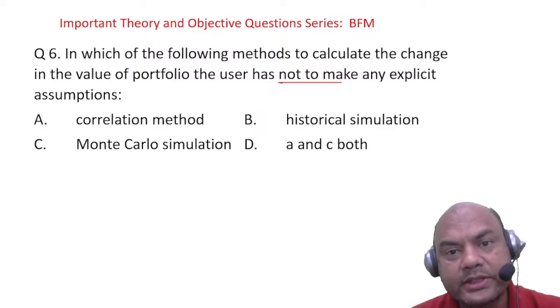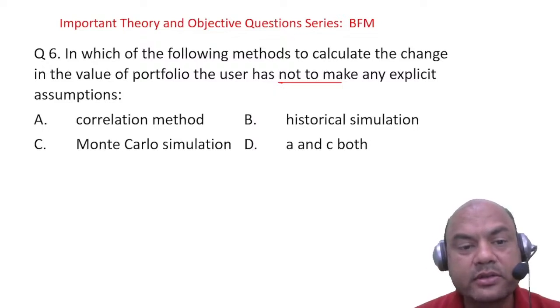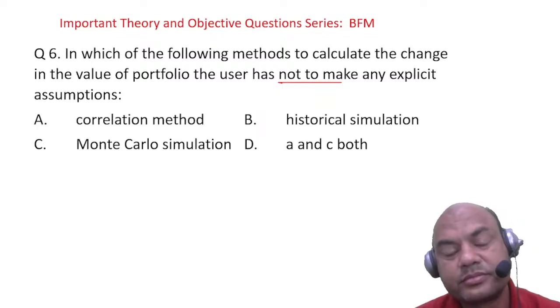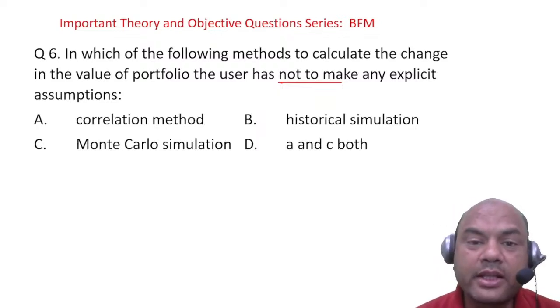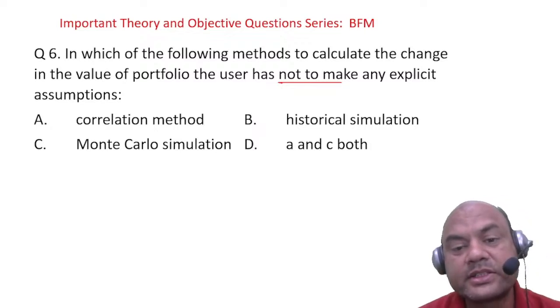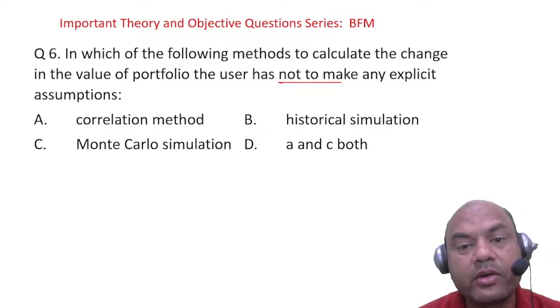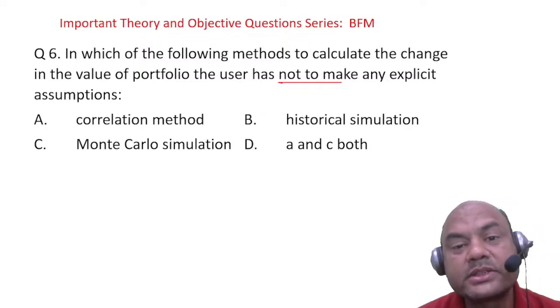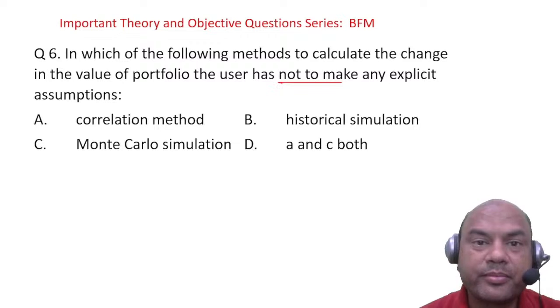So where are the facts? In which method are the facts? Correlation, historical simulation, Monte Carlo simulation. A and C both. Correlation and Monte Carlo, A and C both. Generally, we have a tendency in exams: whenever we see A and C both, or all of the above, or A and B like this, we tend to answer A and C or A and B.